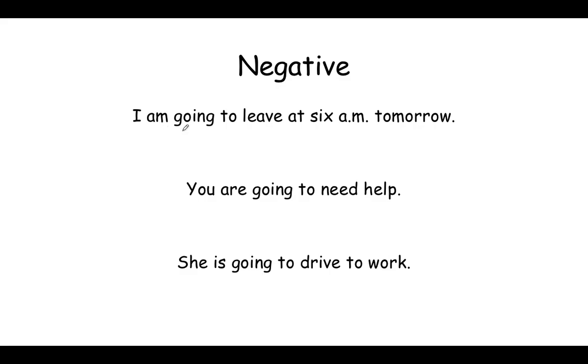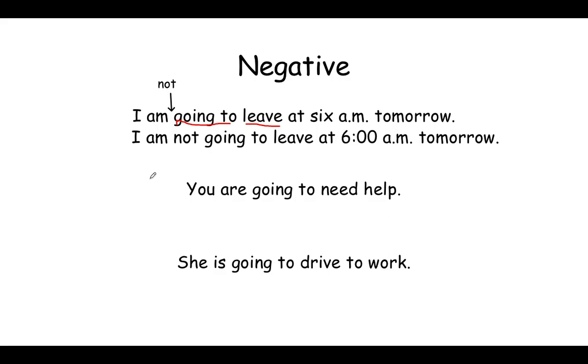So, I am going to leave at 6 a.m. tomorrow. We know that this is future tense. We know that it's the future because we have going to and the simple present form of the verb, right? All we have to do to make it negative is put not in between the form of be, which is am here, or it could be are or is, and going to. We put it before going to and after am or is or are.